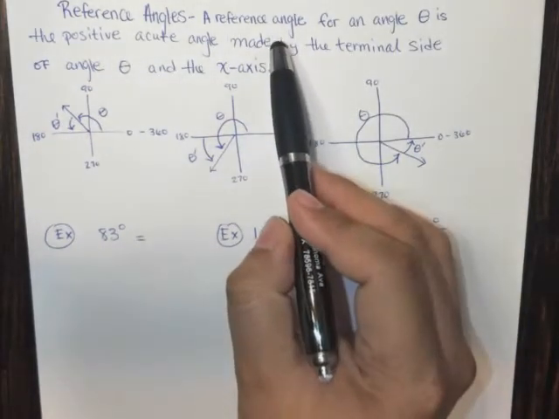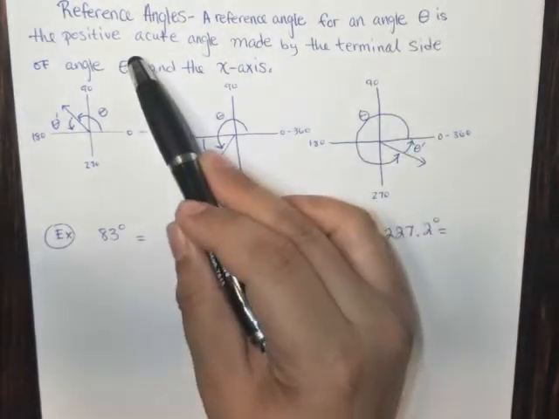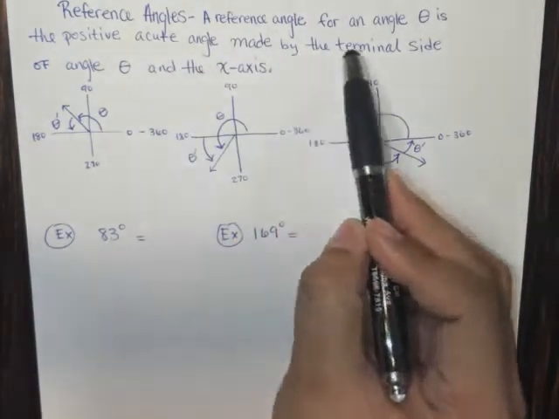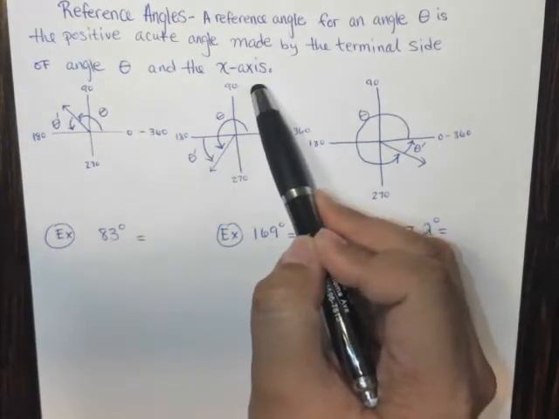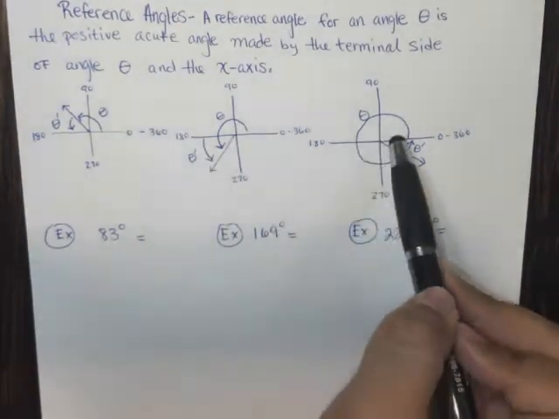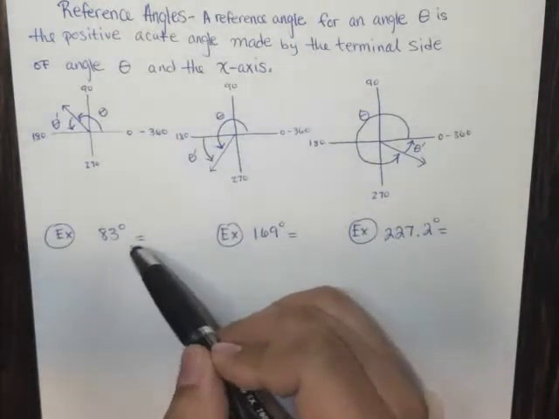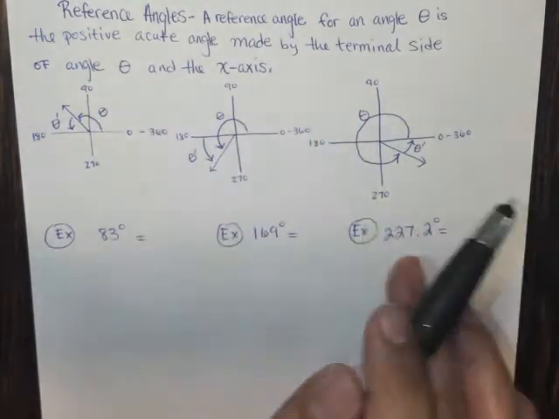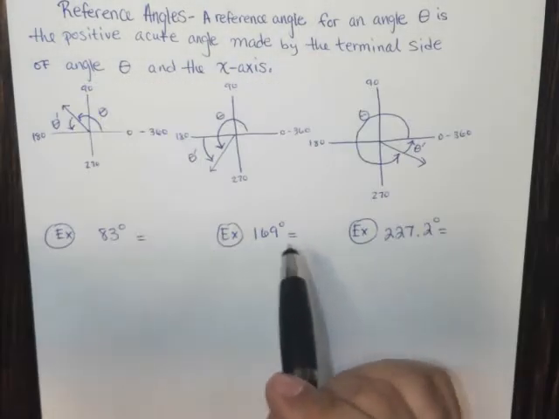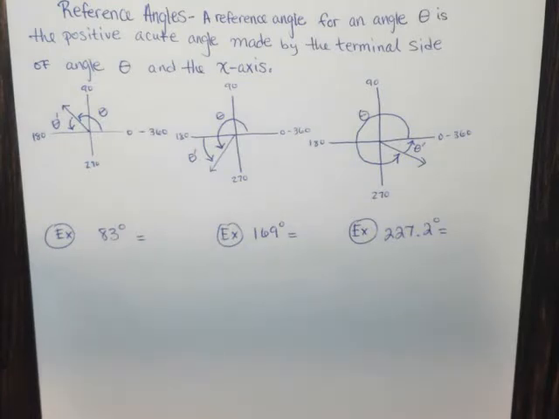So, the reference angle for an angle theta is the positive acute angle made by the terminal side of an angle theta and the x-axis. I've illustrated the three cases that you'll run into in terms of reference angles. Let's take a look at these three examples, try to see where they fit in one of these diagrams, and then we'll answer the question. It's really simple to do. All right, so let's take a look.